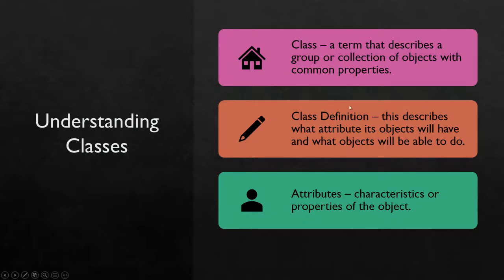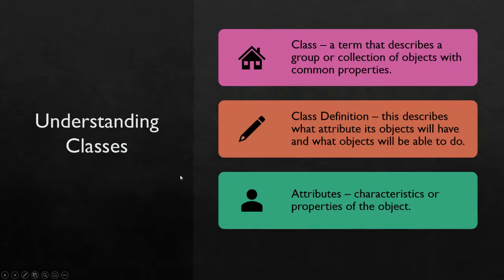So we also have the class definition. This describes what attributes its objects will have and what objects will be able to do. When you say attribute, this means the characteristics or properties of the object. So for example, an object is, let's say, a dog. What are the characteristics of the dog? Are they furry, or do they sleep a lot? Those are some characteristics or properties of the objects that we have.